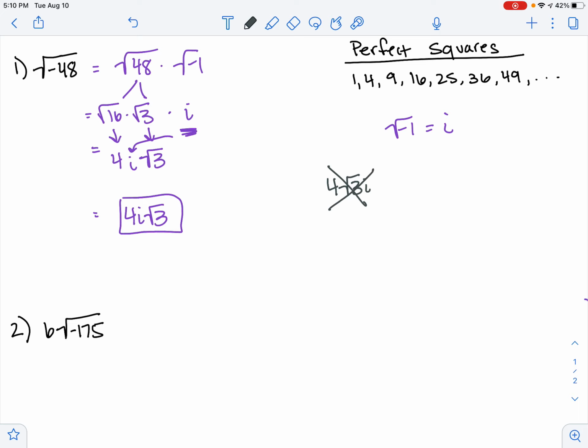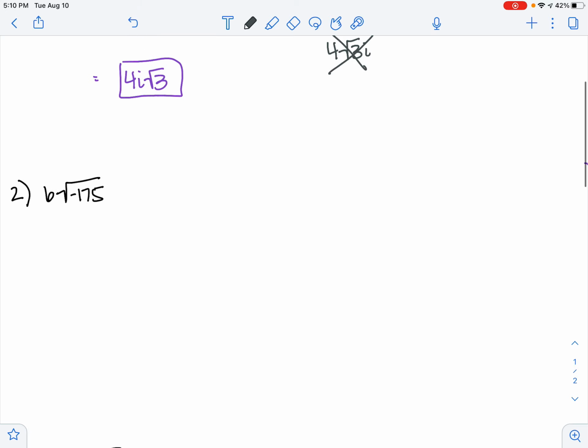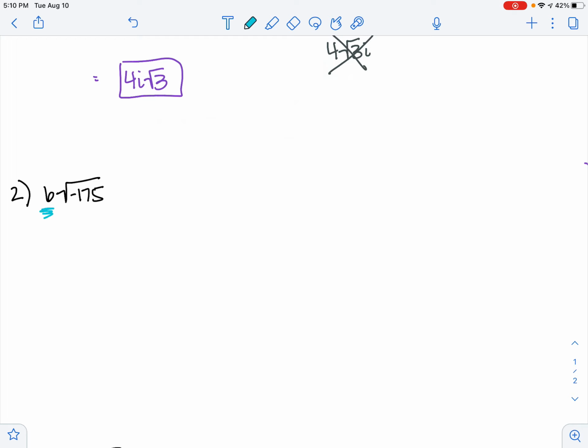Let's try another example. On example 2, I have a coefficient. My coefficient is that number out in front, so that number is 6. I'm going to go ahead and write down that 6 so I do not forget about it. Next, I want to break up the square root of negative 175. And I know that I can write that as the square root of 175 times the square root of negative 1, because 175 times negative 1 is negative 175.